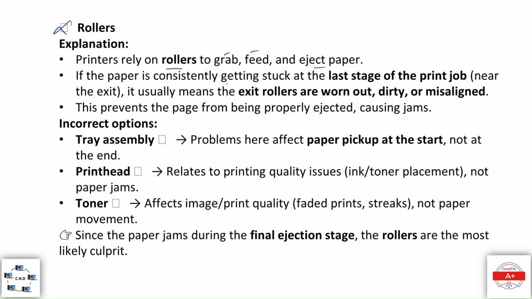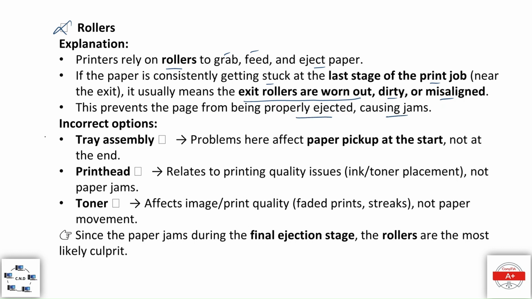And the explanation is, so the printer relies on rollers to grab, feed and eject paper. If the paper is consistently getting stuck at the last stage of the print job near the exit, it usually means exit rollers are worn out, dirty or misaligned. This prevents the page from being properly ejected, causing jams.